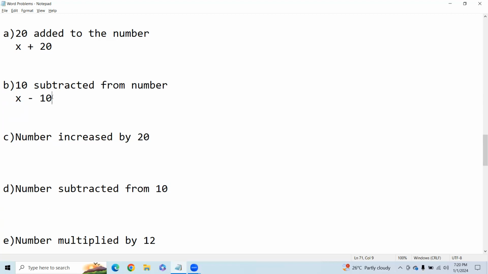10 is subtracted from a number. This is my original number. I subtracted 10 from it. Now let's look at the next sentence. Number increased by 20. So it was X originally. It is increased by 20.